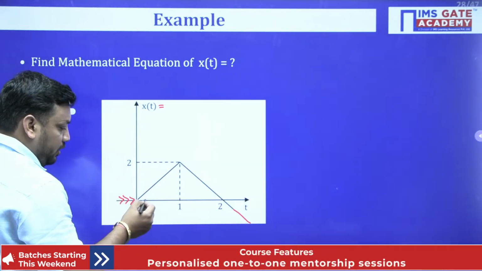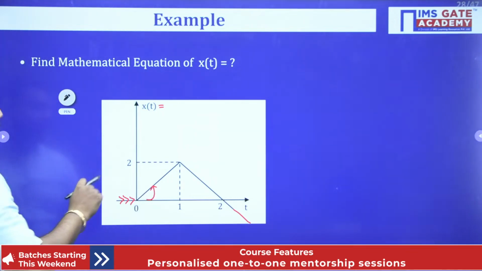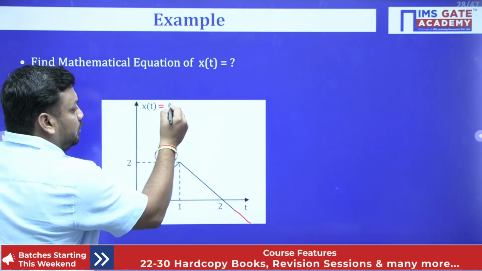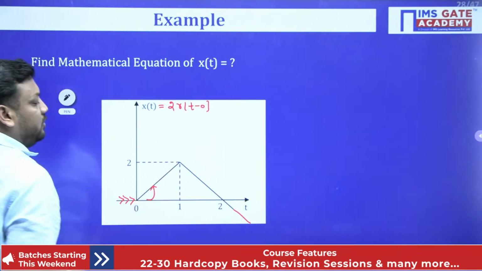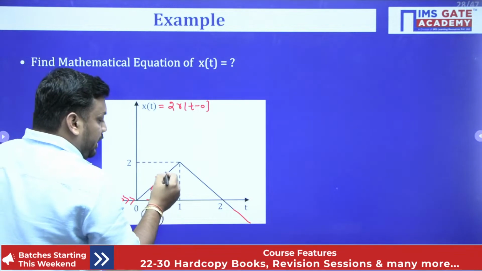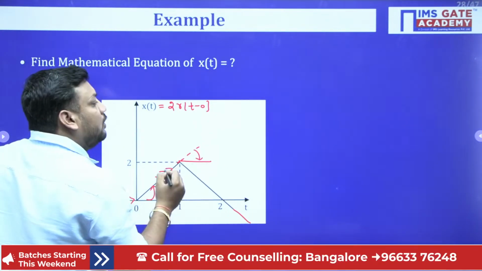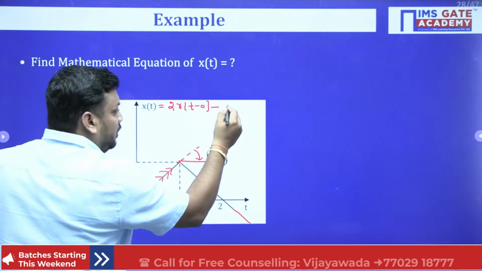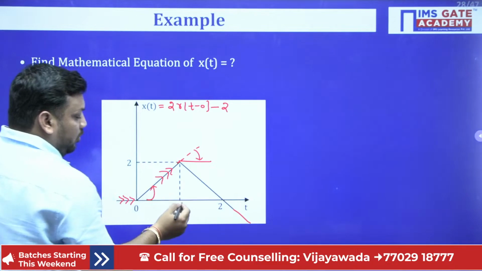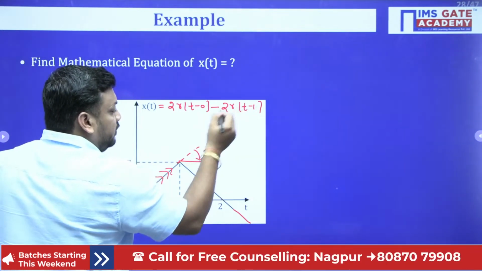Now student, you can make this direction positive. So what will you get? The slope is difference in y upon difference in x. So the slope is 2, and the location of movement is 0, so 2 r of t minus 0. Now here we are traveling like this. You need to come downward first, so it is a minus sign. What was the last line slope? 2 only, and the location of movement is 1. So you should write 2 r of t minus 1.